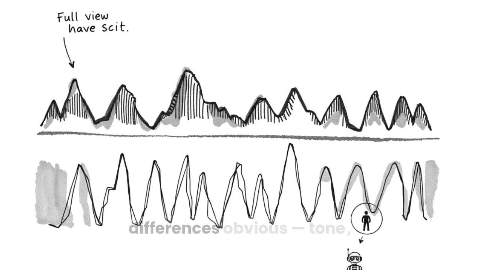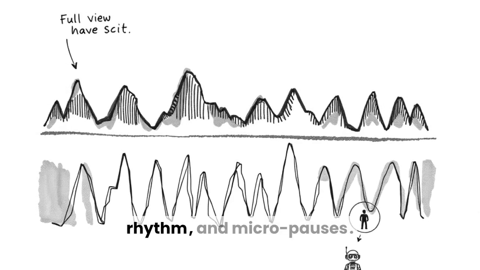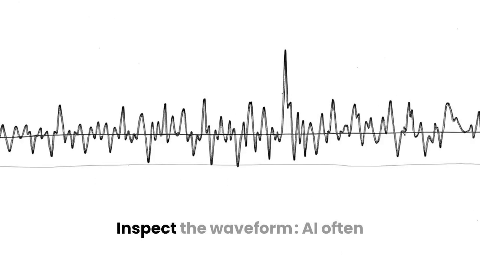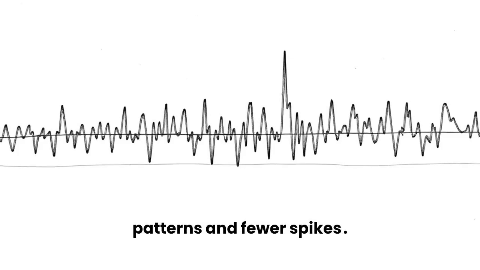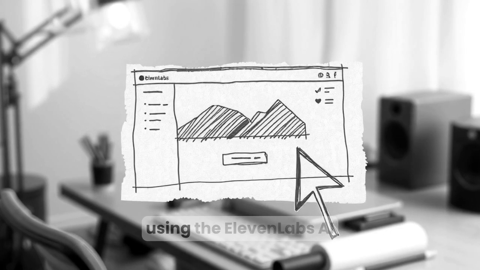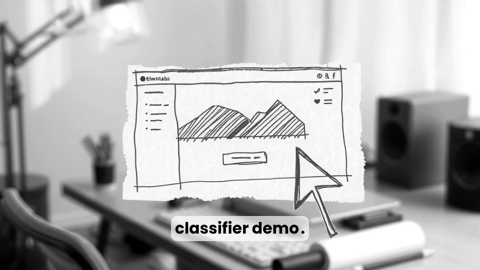Side-by-side comparisons make differences obvious: tone, rhythm, and micropauses. Inspect the waveform. AI often produces overly uniform patterns and fewer spikes. Next, we'll analyze these clips using the ElevenLabs AI Classifier demo.